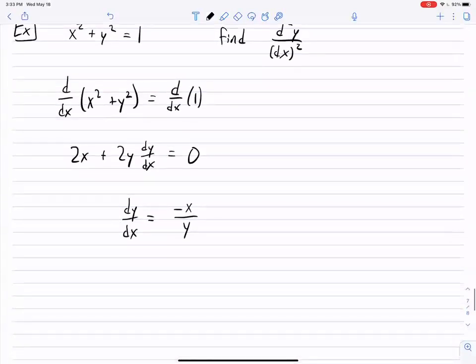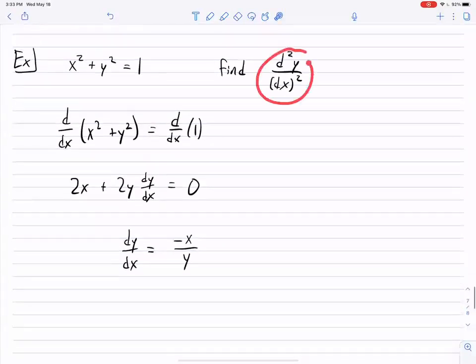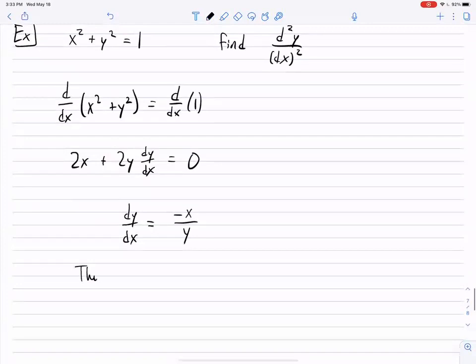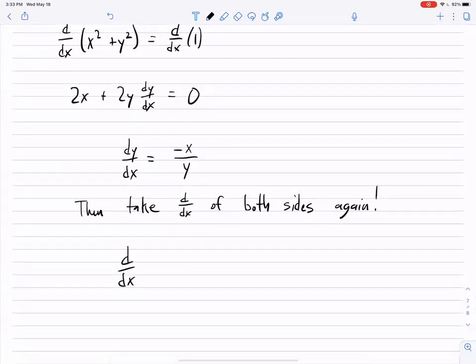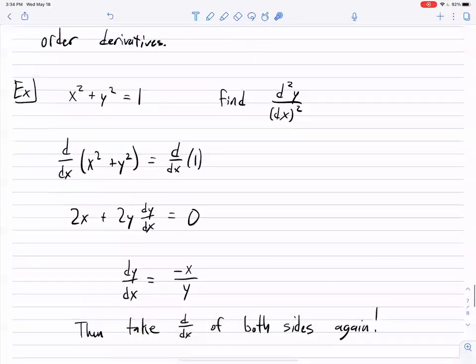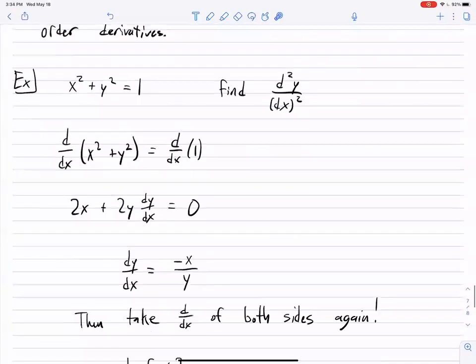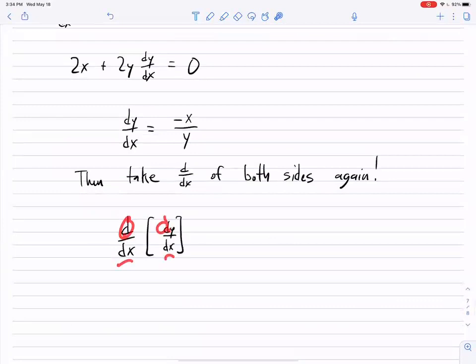And now if I want to get d squared y dx squared, I can just take the derivative again. So then take d dx of both sides again. And then what do I get? d dx of dy dx. That becomes the second derivative, right? You can kind of think of this as a dx times a dx, which is a dx squared, and a d times a d. That's where this notation comes from, by the way, d squared y dx squared. It's because the dx is squared and the d's get squared.